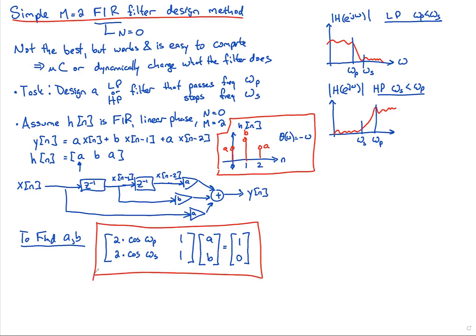Now, this is the result, and this is something you calculate in a microcontroller. As this thing is moving, you can have a knob that varies around what your omega sub p is, your omega sub s, and it can figure it out all dynamically. And when your omega sub p is less than your omega sub s, you get a low pass, and the opposite is true for a high pass.